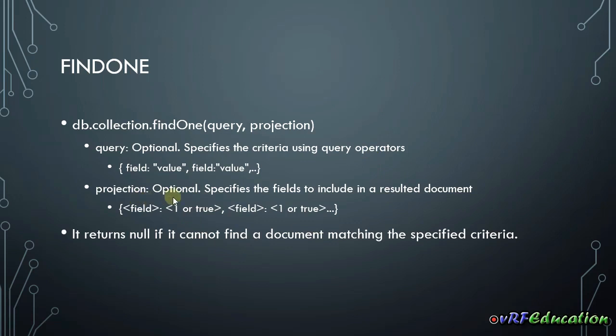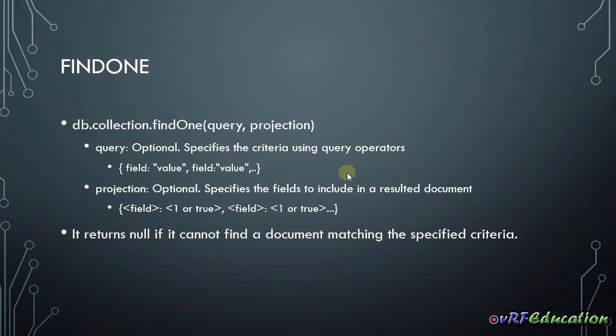And for projection, again, it's optional, and using this parameter, we can specify the fields that we want to include in the resulting document. For example, we can narrow the document and omit some unnecessary fields. For this purpose, we should pass a JSON object with the name of the field and a value of 1 or true for the field to be included in the output. Also, if no element inside the collection matches the criteria that we passed as a query parameter, this method is going to return null. And if we call it without any parameter, just like find that we used in the previous session, it's going to return the first element of the collection.